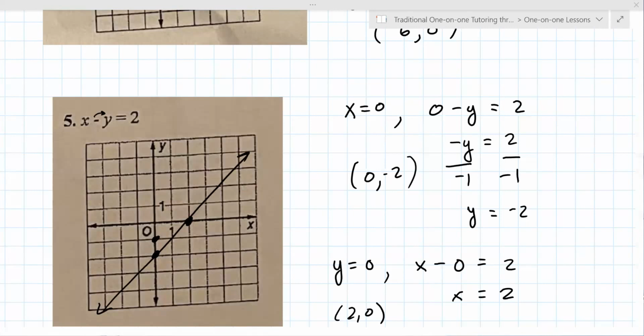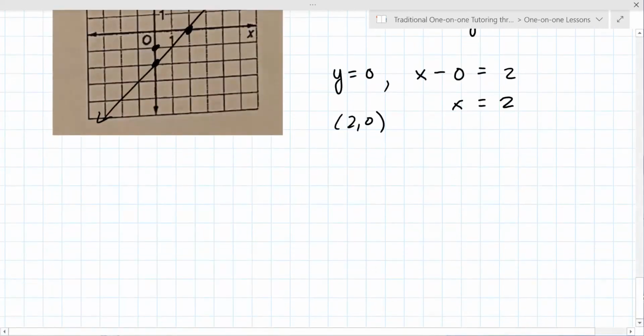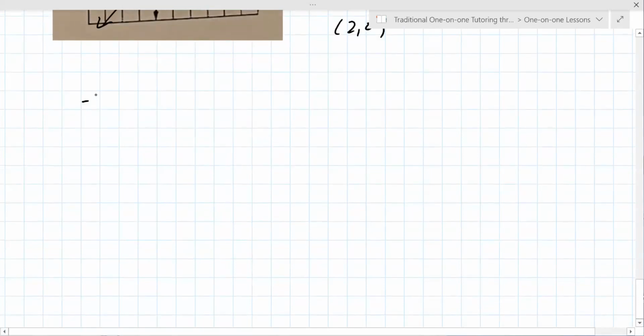Okay, so number 6. We need to do just a couple more of these. Let's say, because we really haven't done this, -3x minus 2y equals 12. We're going to graph it over on the left.